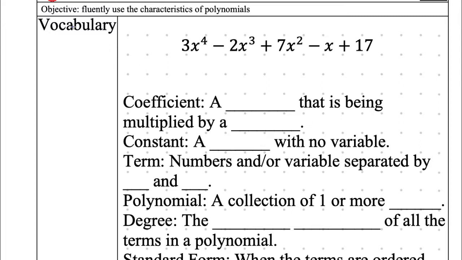All right, so vocab. So I have a general polynomial here. What do I mean by a coefficient? While you're watching this video, be predicting the words that I'm going to say. Be engaged with the video. So it's a what that is being multiplied by a what. It is a number that's being multiplied by a variable. So for example, this is a number being multiplied by this variable x to the power of 4, so that is a coefficient.